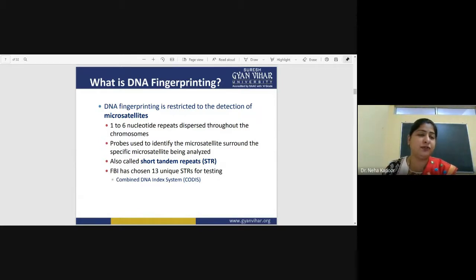These microsatellites, that means 1 to 6 nucleotide repeat sequences, we call short tandem repeats or STR. These STRs are the foundation of the DNA fingerprinting technique, because the FBI has chosen 13 unique STRs that they use for testing, and that complete set of 13 STRs is specified in the CODIS system, that is, the Combined DNA Index System. Whenever some crime happens, that CODIS system is basically used.